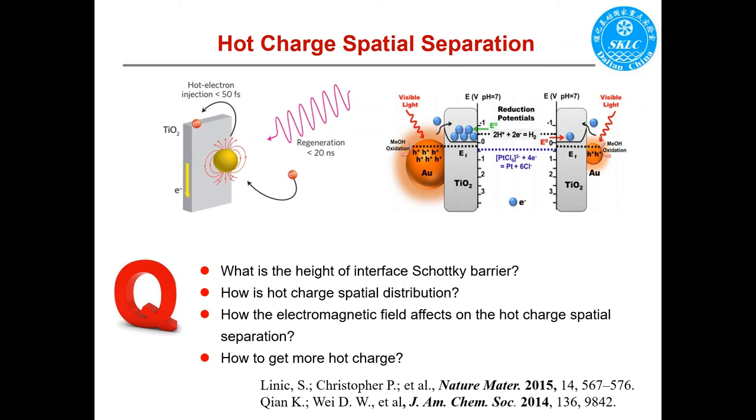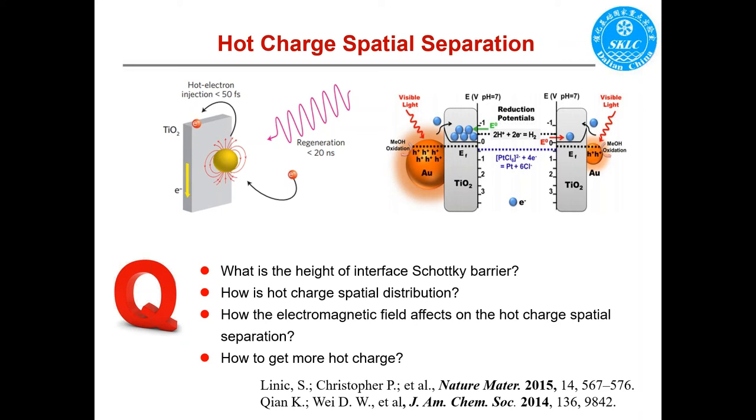Another important issue is that this kind of material can increase the localized electromagnetic field. So the problem in this field is that the lifetime of the charge carrier is quite fast. It's below 50 femtoseconds. So you have to find some way to freeze these photo-generated hot holes or hot electrons.